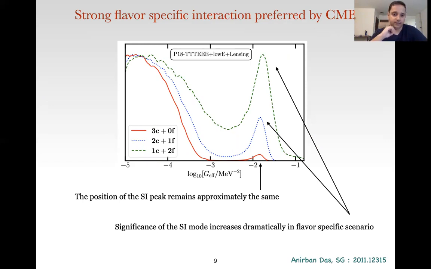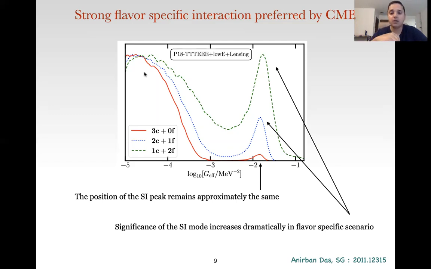If we take the Planck CMB data, including polarization and lensing, as you can see, for the 3C scenario, the second mode, the SI mode, is almost non-existent. So this verifies the earliest literature, which says that if you take the polarization data into account, the second peak is almost gone.